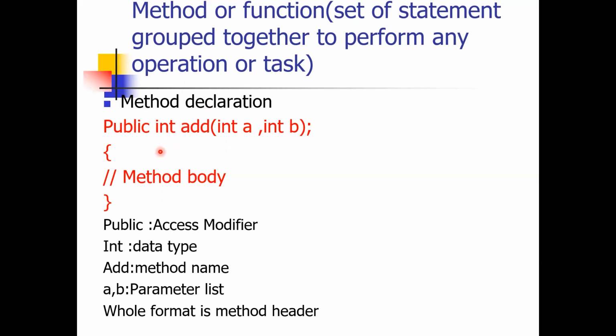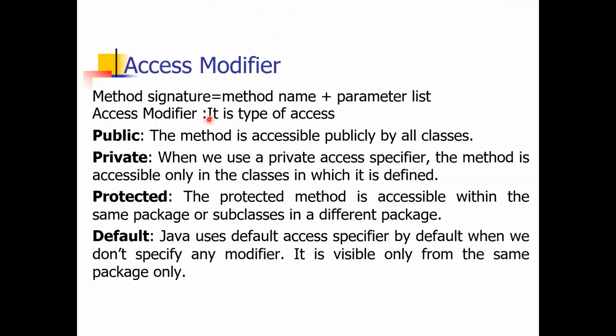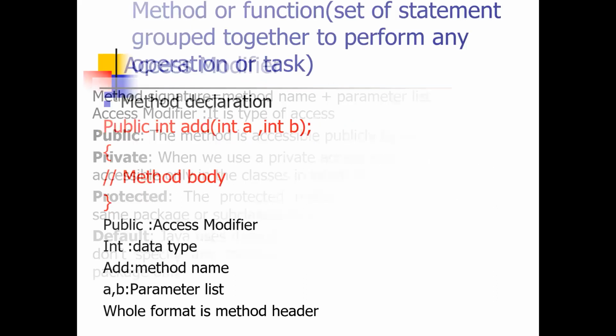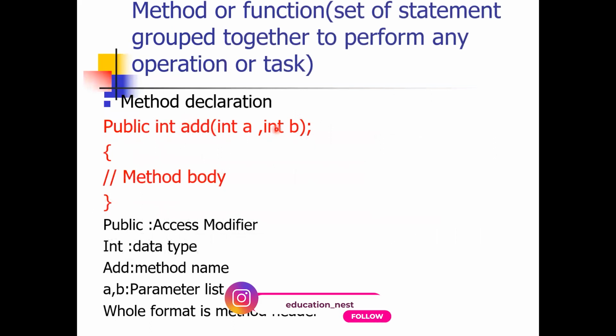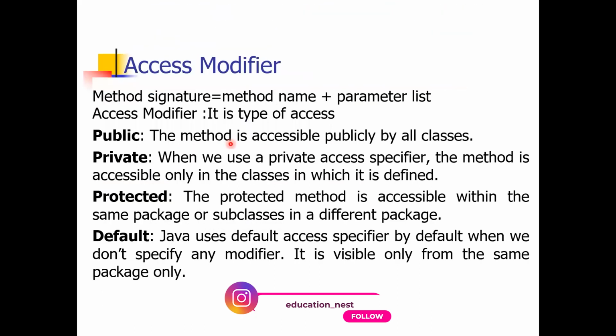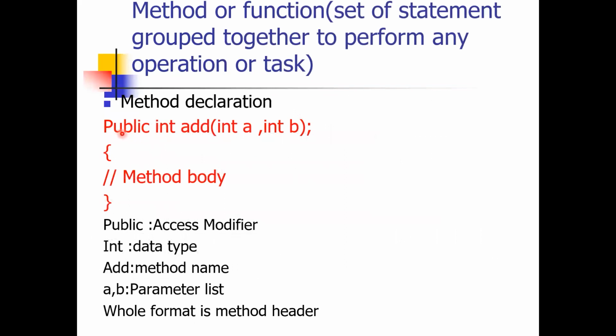Okay. So this method name with its parameters is called the method signature. See here, method name add plus the parameters int a, int b. This is called the method signature. So method signature is the method name plus the parameter list. Here, the access modifier which we have used is public, but it is not only public. It can be private. It can be protected.